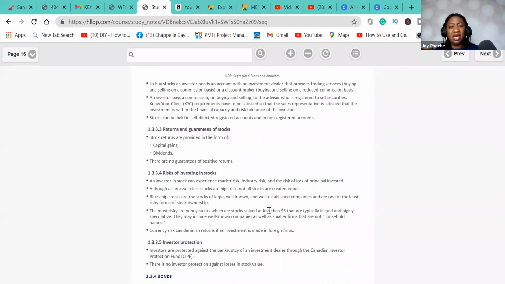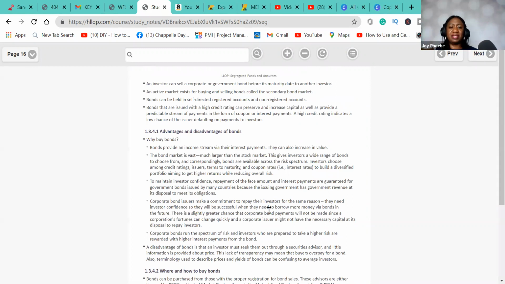Okay. There are different advantages and disadvantages of bonds, just like we saw for segregated funds. We saw advantages and disadvantages of stocks. We also looked at advantages and disadvantages of annuities yesterday. Now let's look at advantages and disadvantages of bonds.